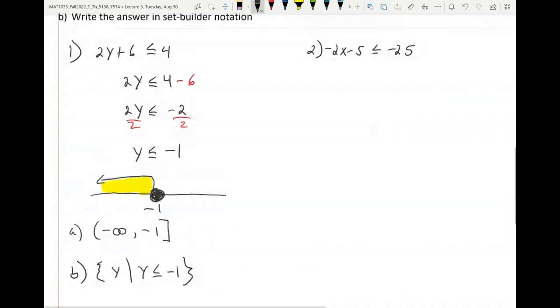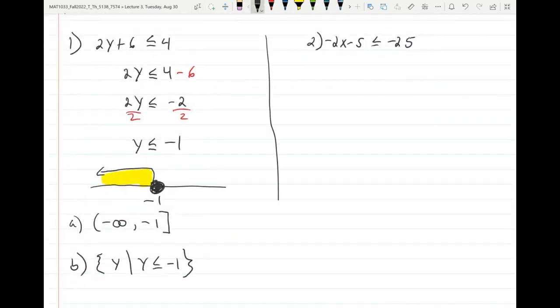All right, so let's do this one. Again, move the -5 over, so that's -2x less than or equal to -25 plus 5. Simplifying, we get -20.